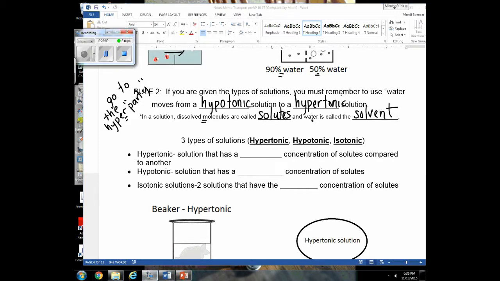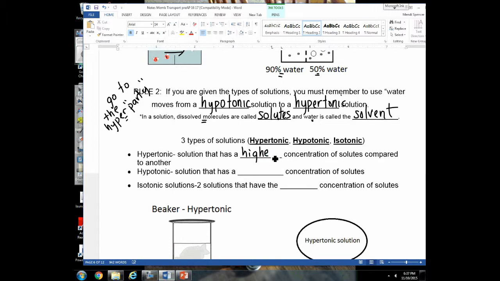Now, a hypertonic solution is a solution that has a higher concentration of solutes compared to another. So it has more solutes dissolved in it compared to another. So imagine if you have tea and then you have a glass of tea that has sugar in it. The one with the sugar in it is going to have more solutes in it. It would be the one that is hypertonic.